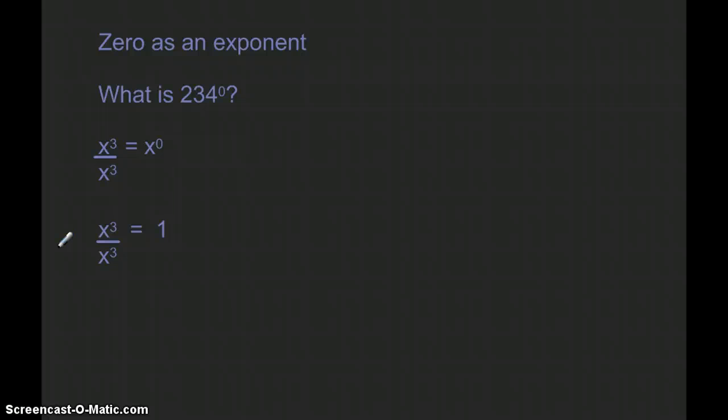Anything divided by itself is 1. So again, much like our negative exponent situation, we have two math rules kind of running into each other here that are causing us to make an observation.